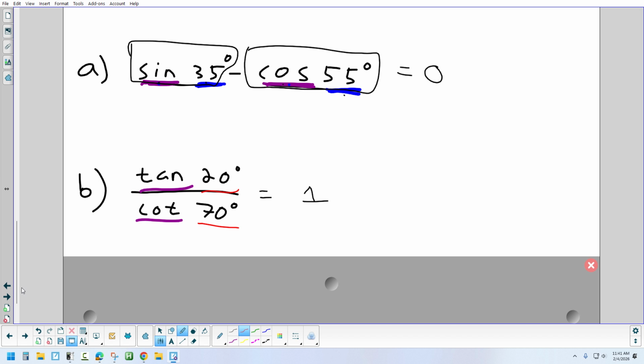It can be any combination to make it complementary: 10 and 80, or 89 and 1. Any two numbers that add up to 90. Now, if this was a 22 and this was a 70, then no. We don't know what this would come out to because the theorem doesn't apply. It wouldn't be a problem you could do in your head.